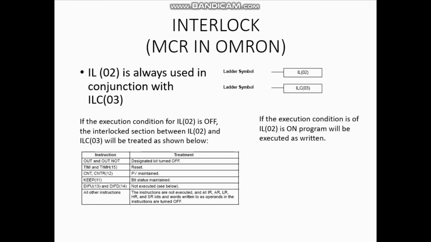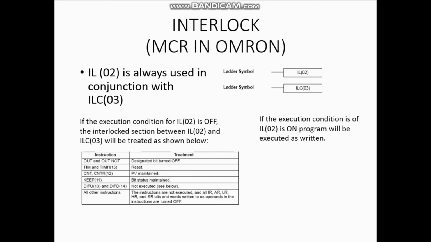And you can see that in the table, we have a few instructions posted there. So you have OUT and OUT NOT, which is a typical coil form, and then TIM and TIMH, which are timer and high speed timer, counter and KEEP, DIFU and DIFD, and all other instructions. So if the execution condition is off, for example, the coil will be turned off. Okay, so even if the execution condition for that coil is on, the output will still be off.